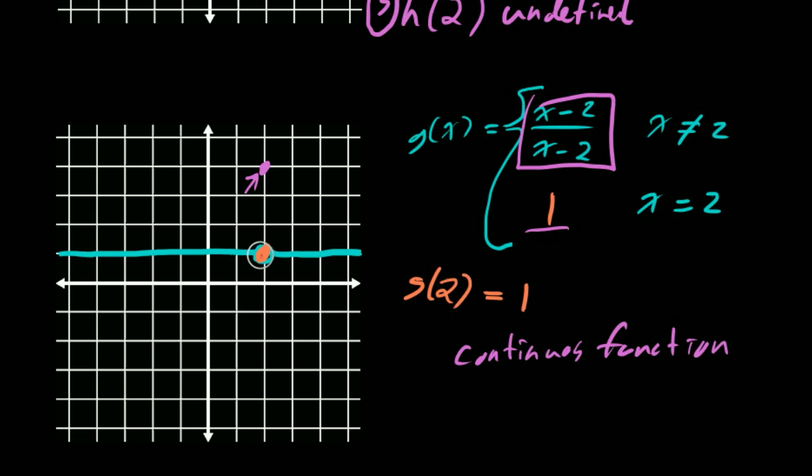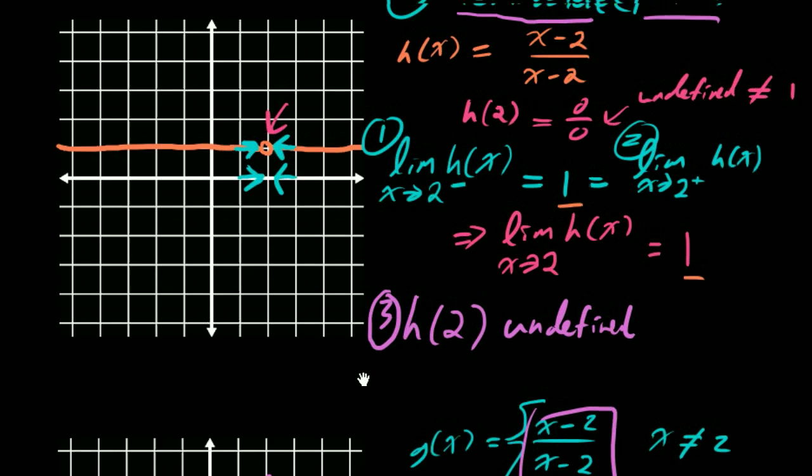Let me actually see if I can just erase. Oh, that was actually pretty good. If we had something like this, where we have an open circle there, a removable discontinuity there, and we define it somewhere else, you're only really going to see this when we do this piecewise definition of functions.